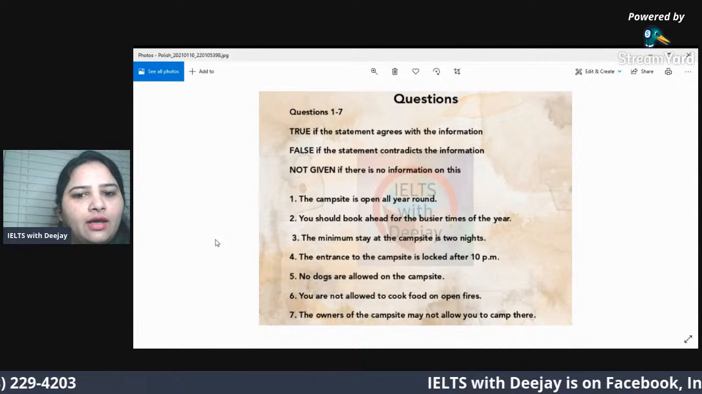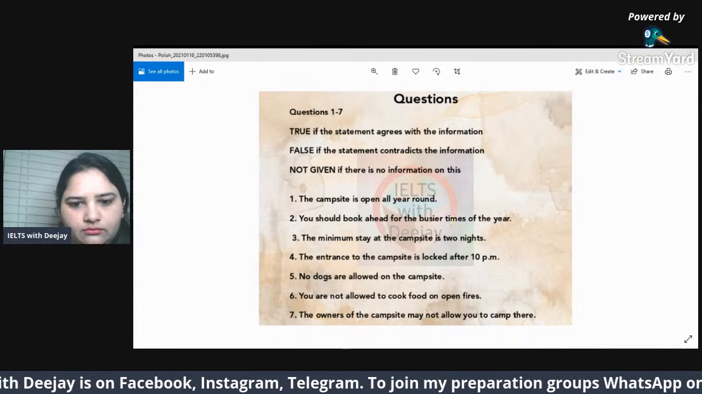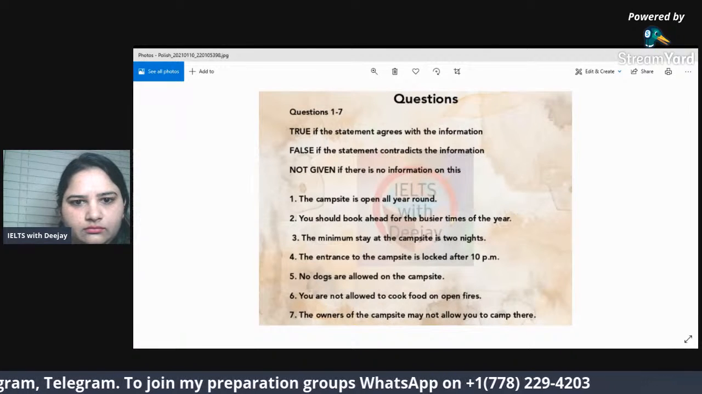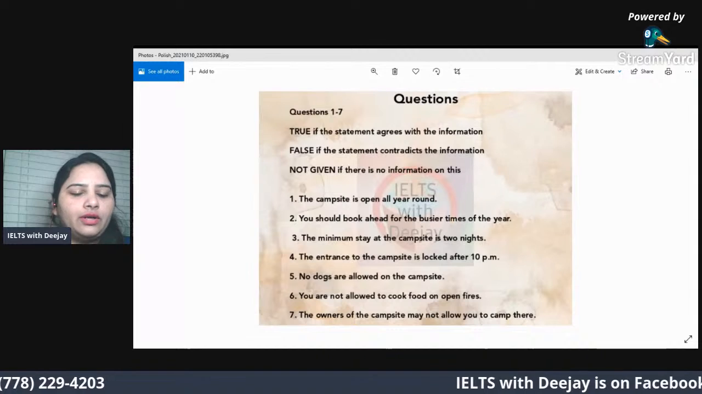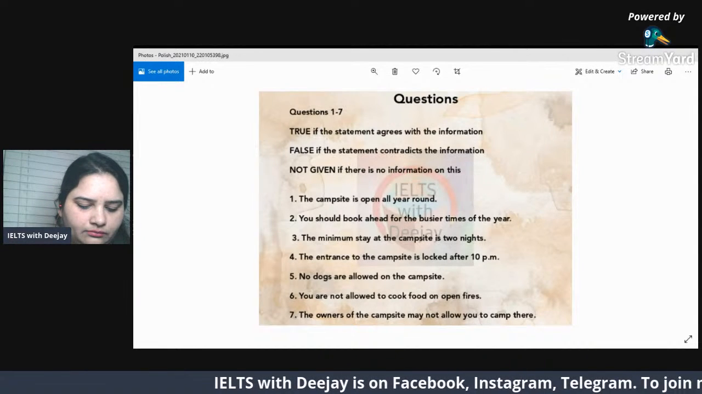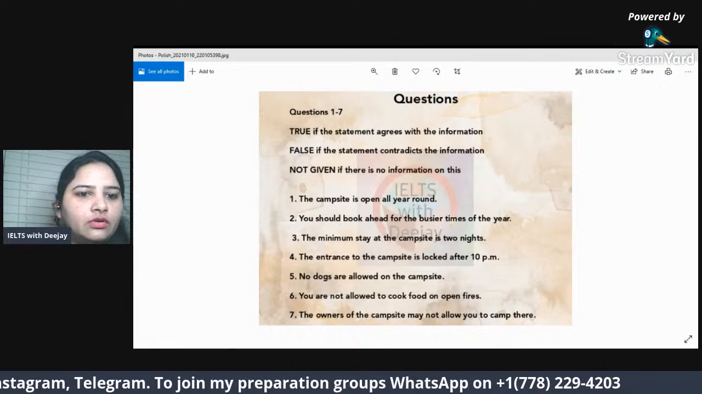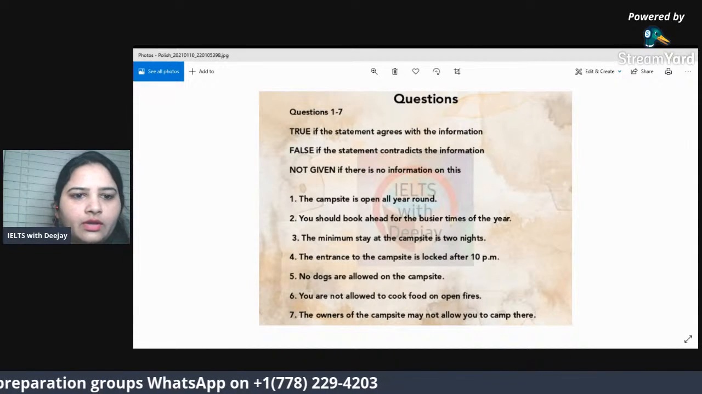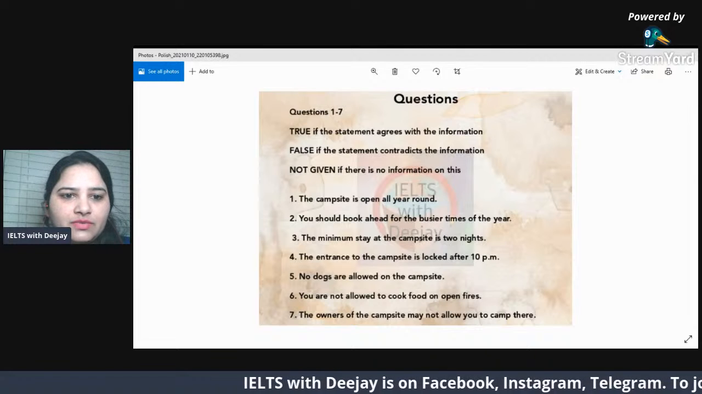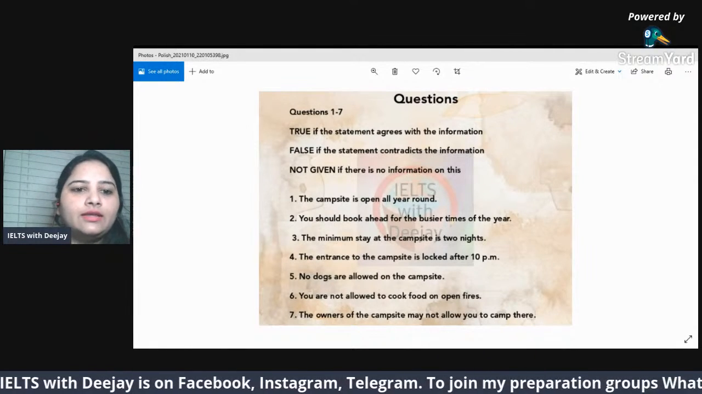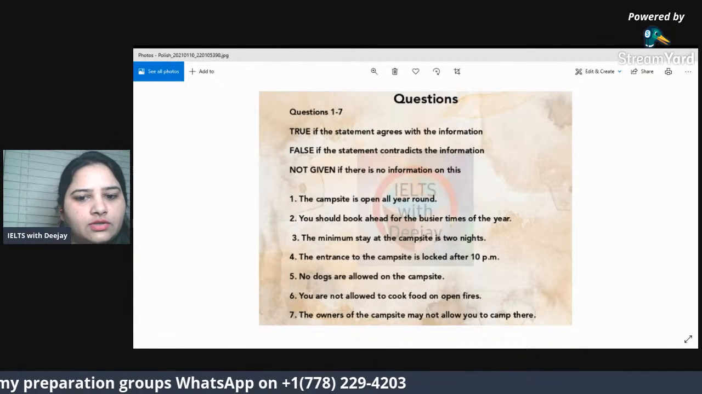Third question is the minimum stay at the campsite is 2 nights. The minimum stay. Answer for the third one. Okay, so we got options for not given. Yes, this is not given actually because they're not talking about the minimum or maximum stay. And suppose if they are talking about the maximum stay and still minimum is not mentioned, then also it's going to be not given because minimum is not there. Okay, so this way they make you feel confused in these questions.